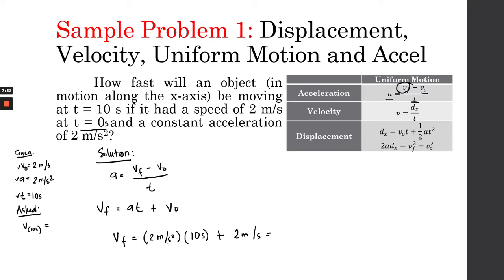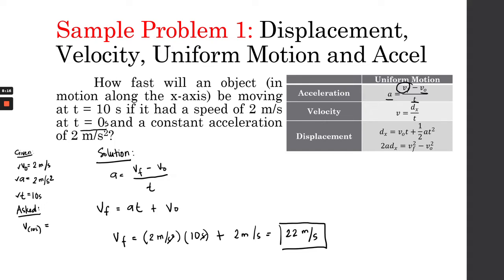So you can cancel that, and you will be left with one second over here. So 2 meters per second plus 2 meters per second multiplied by 10, that's 20 plus 2. That would give us 22 meters per second. So that would be our velocity after 10 seconds.